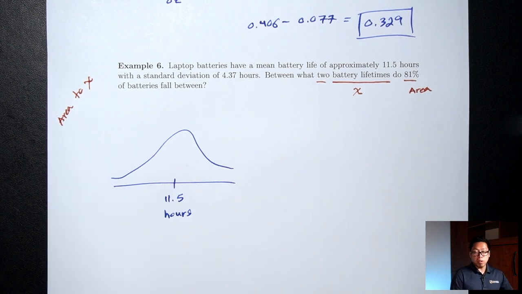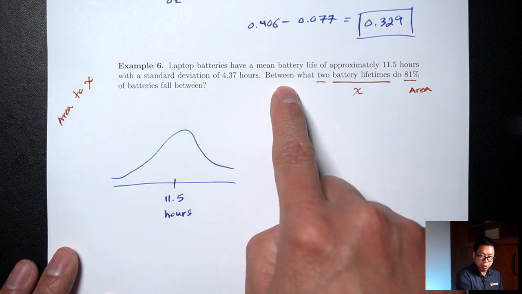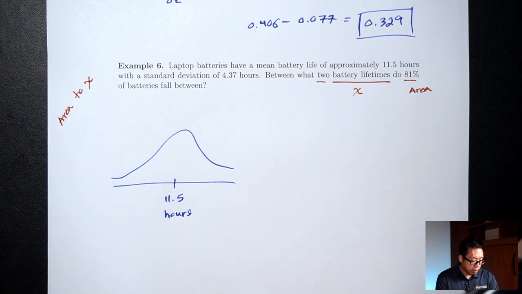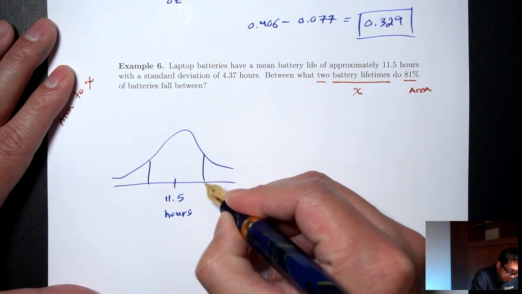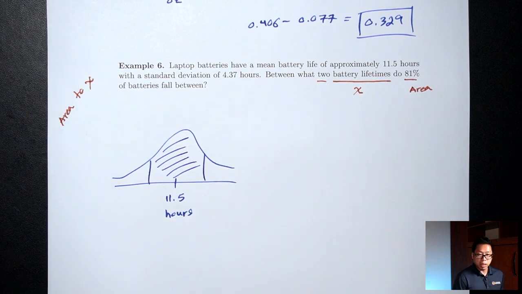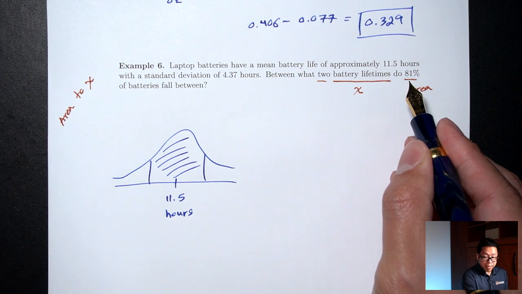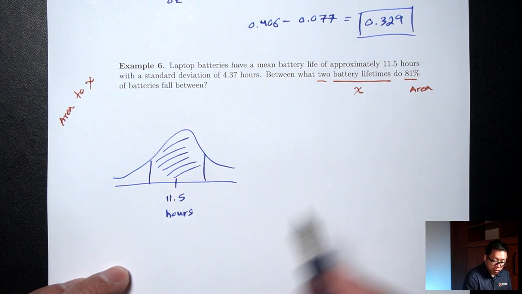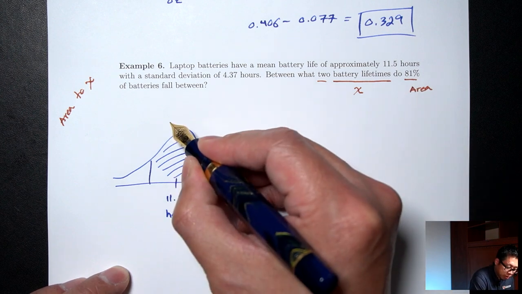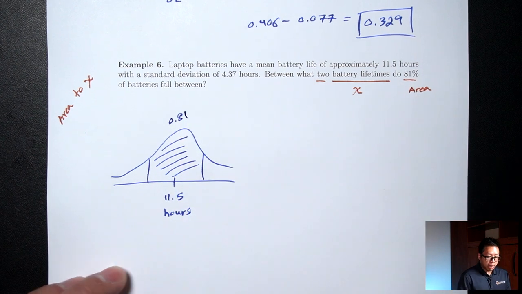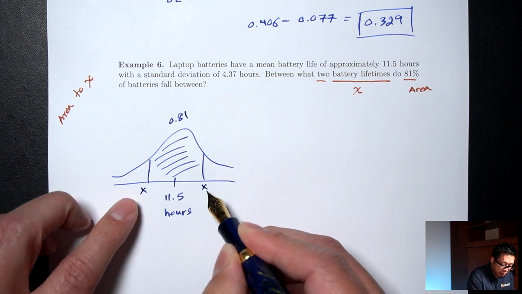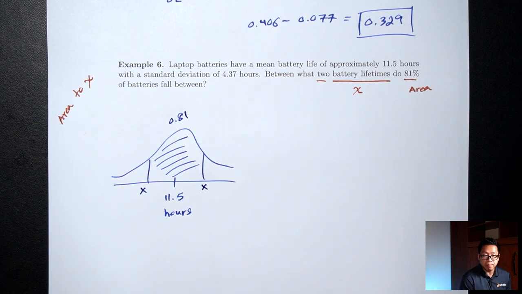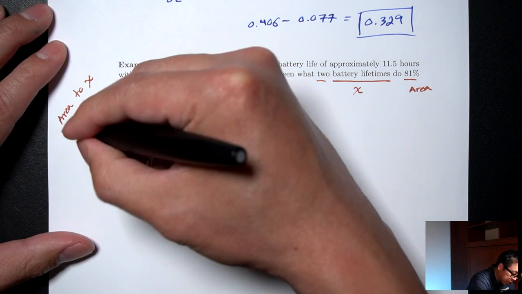Okay, let's draw the rest of the picture. Is it shaded left, shaded right, or shaded between? I see the word between. This will be shaded between. This 81%, that's an area, so that doesn't go on the x-axis, that goes up here. So 81% as a decimal, that's 0.81. I'm looking for two x's that have an area of 0.81 between them. So that's a setup. This is an area to x, shaded between.